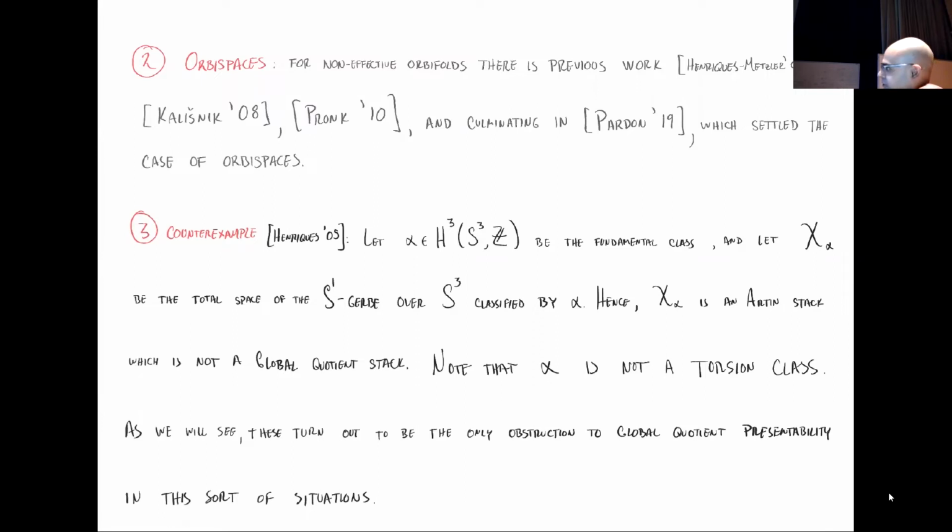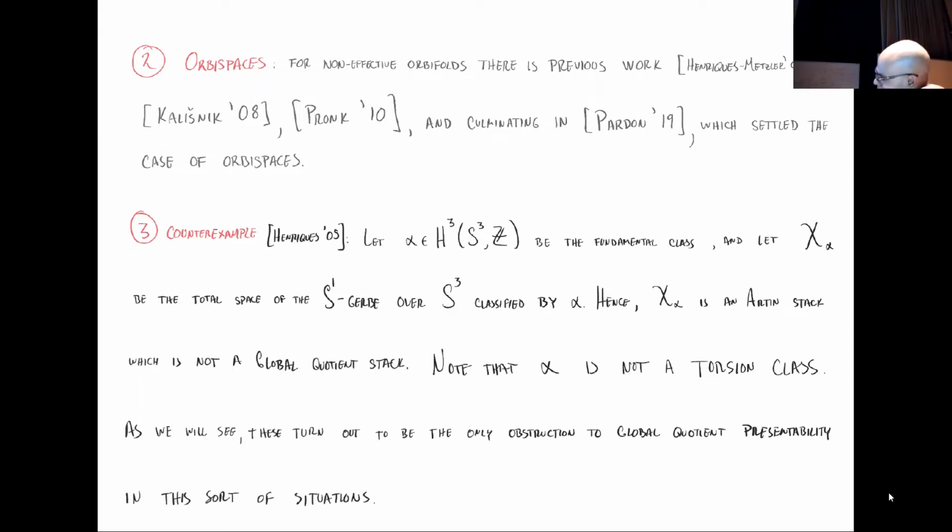On the other hand, it is also known that there are topological obstructions to global quotient presentability for general Artin differentiable stacks. For example, this counterexample is due to Henriques. Suppose that we take the fundamental class of the three-dimensional sphere with integer coefficients. This class will define an S1 gerbe over S3. So out of this class, we can construct an S1 gerbe over S3, and the total space of this gerbe is an Artin differentiable stack. The stabilizer at any point is just the circle. And it can be proved that this Artin stack is not presentable as a global quotient.